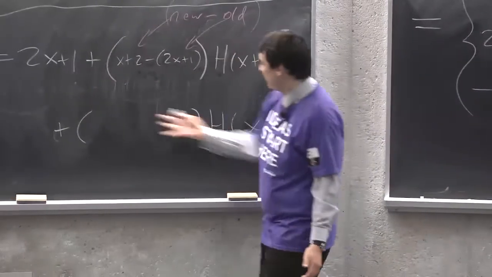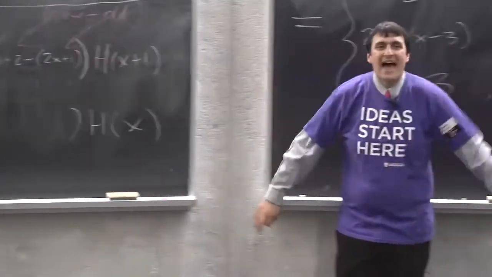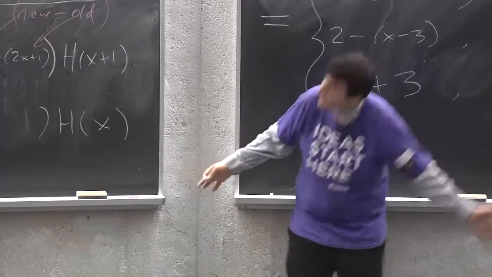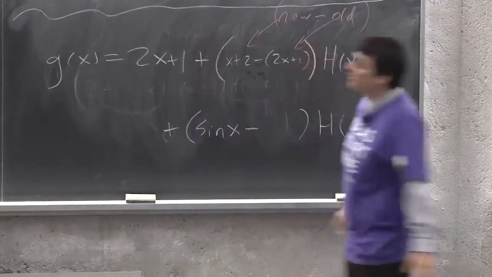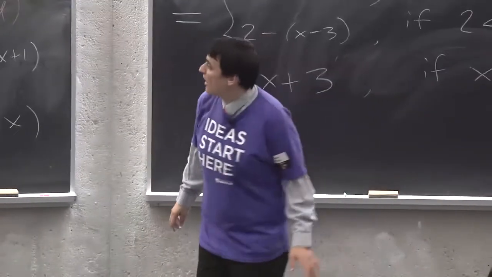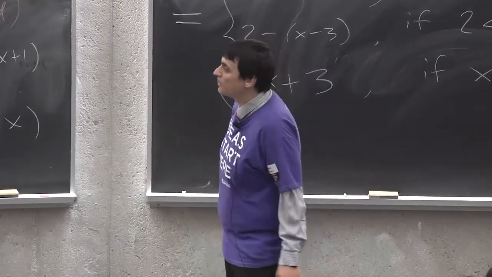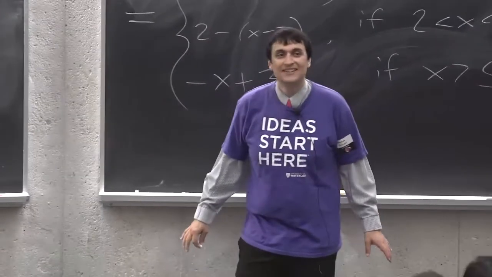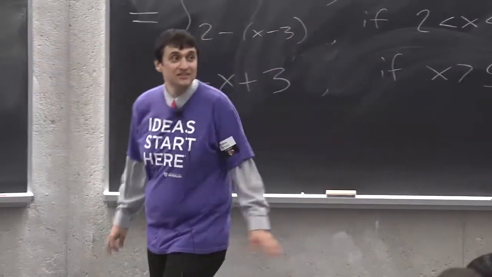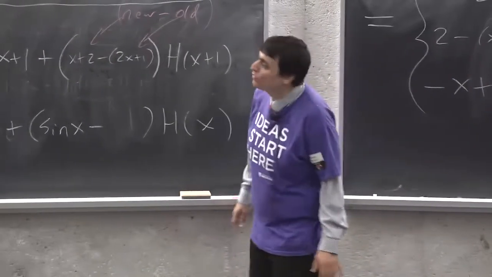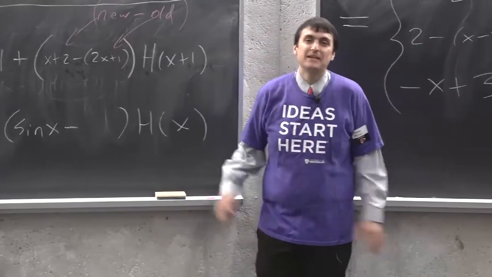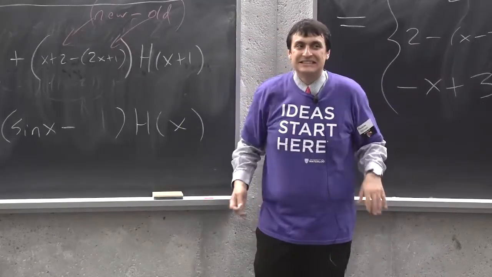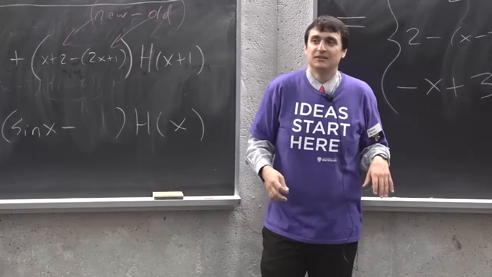So in that spirit, what do I put multiplying the h of x? What's the new? Sine x arrived. And what's the old? So who votes 2x plus 1 plus x plus 2? I'm purposely throwing out a wrong answer that no one is taking. Okay, so who votes x plus 2? I mean, in brackets. Who votes something else? Yeah?